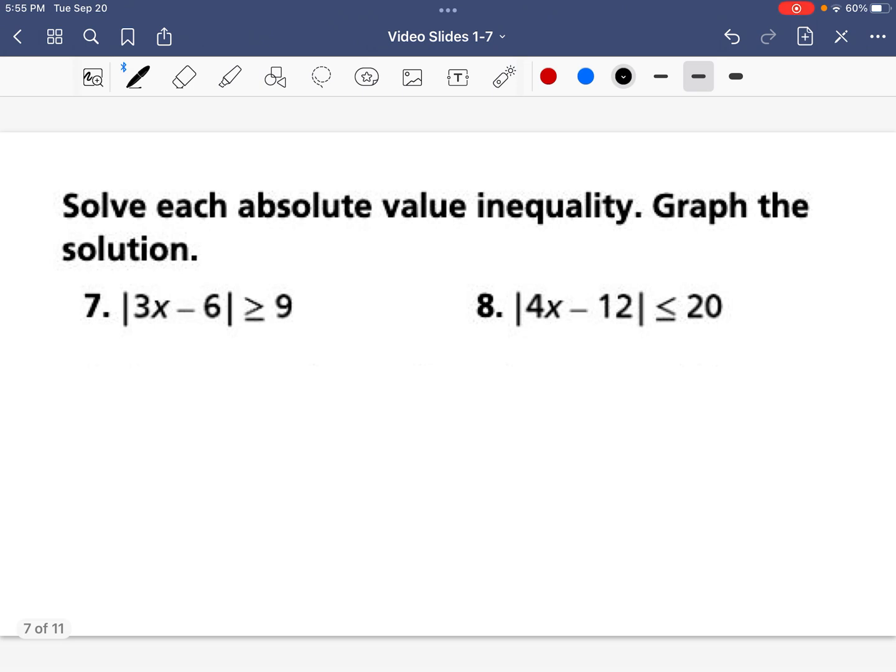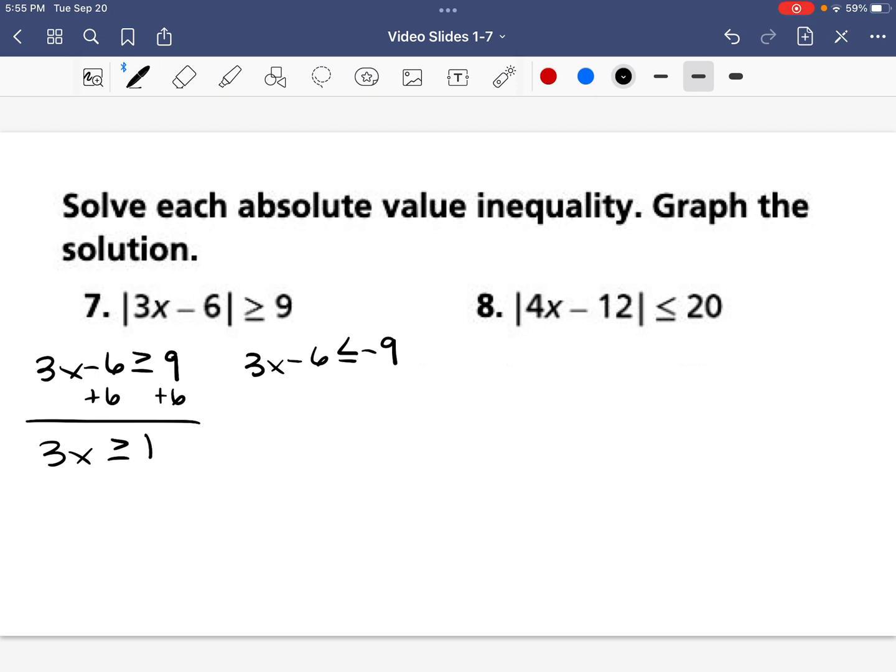Okay, go ahead and pause the video and try these 2 problems on your own and see how you do. For each of these, we are going to have to set up 2 separate inequalities. 3x minus 6 greater than or equal to 9, or 3x minus 6 less than or equal to -9. And now I'm just going to solve. Add 6, 3x greater than or equal to 15, and x is greater than or equal to 5.